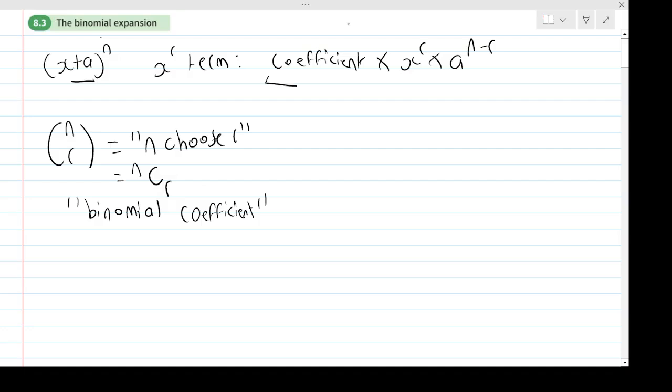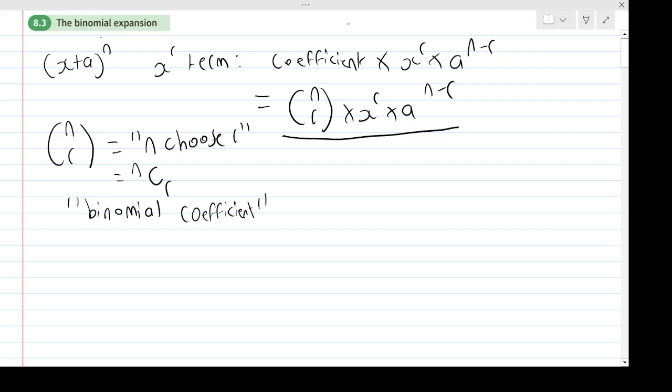And so actually this coefficient is just this. For the rth term of x, the term would simplify to n choose r times x to the r times a to the n minus r. Okay, and that is it. That is basically what we'll be doing in this section: we're going to find the terms for each value of r in this bracket.